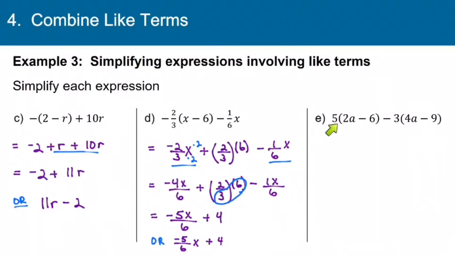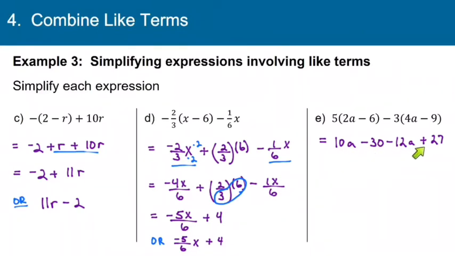Okay, here we go. 5 times 2a is 10a. Then we've got minus 5 times 6 is 30. So we've got 10a minus 30. Now here we're distributing a -3. So treat it like a negative. -3 times 4a is going to be -12a. So we will write minus 12a. And then -3 times -9 would be positive 27. So we will write plus 27.